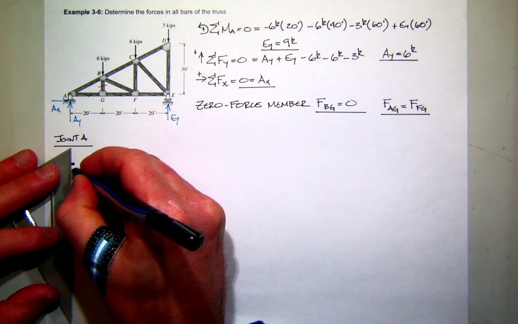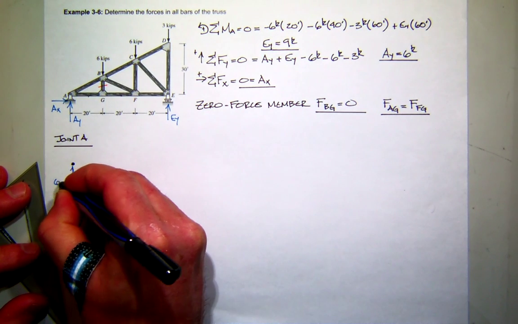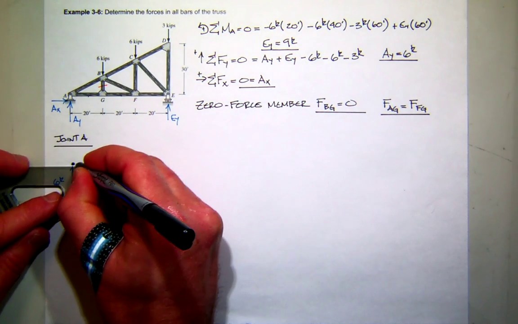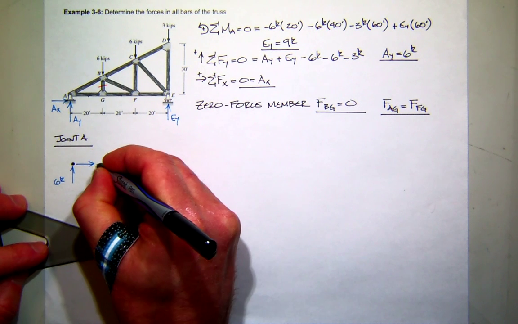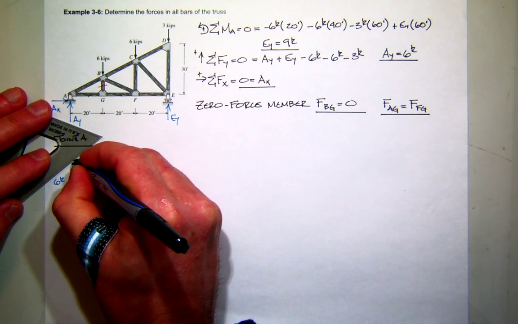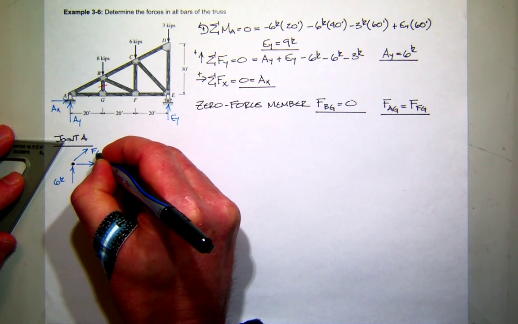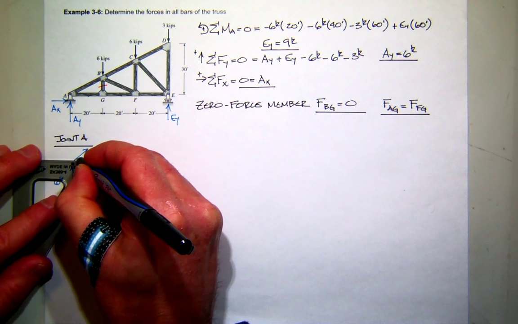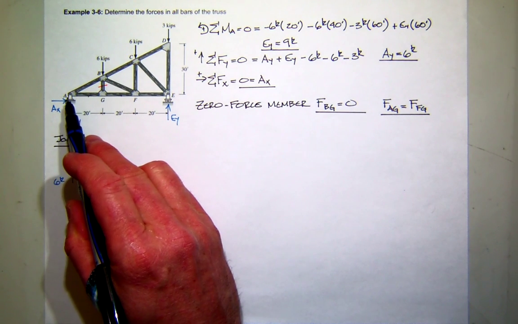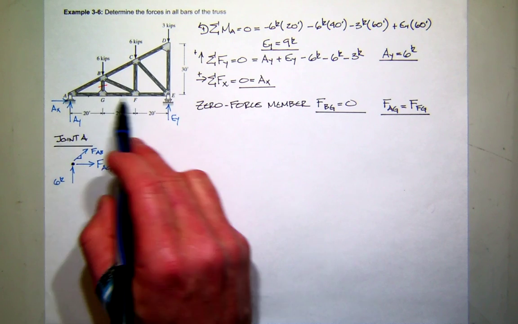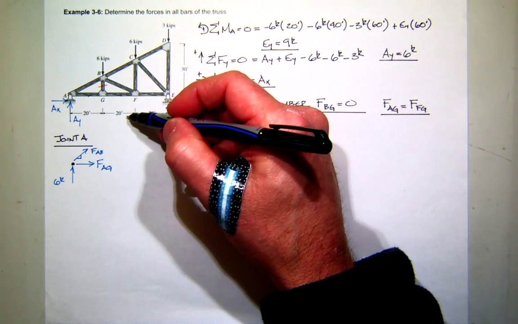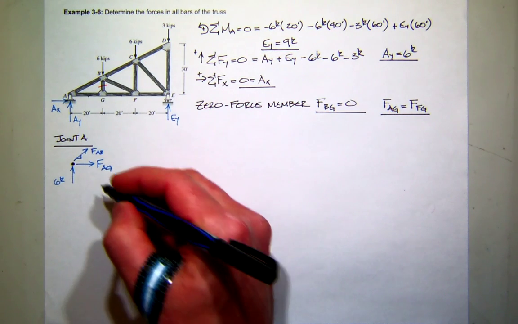I have AY, which is up and equal to 6 kips. AX is 0, so nothing's there. And then I'm going to assume tension forces in AG and in AB. And while we're there, what's the slope of AB? Well, it looks like the run here is 60 over a change in height of 30. So that's what, 1 to 2? That seem reasonable?